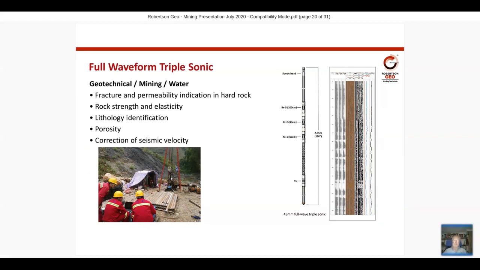The full waveform triple sonic. So this is probably the third tool that could be used in combination with formation density and the dual neutron to give fracture and permeability indications, the strength of the rock and Young's modulus, again in conjunction with the other two tools, lithology identification, porosity, and the correction of seismic velocity. So where a seismic survey has been conducted at surface, this tool can be used to correlate with that seismic data. And again, a typical log on the right-hand side showing the sonic output received at surface. Again, about a 2.5 meter tool, and you can see it on a small tripod being used on site in the left-hand image. I believe this was on a dam in China, I think.